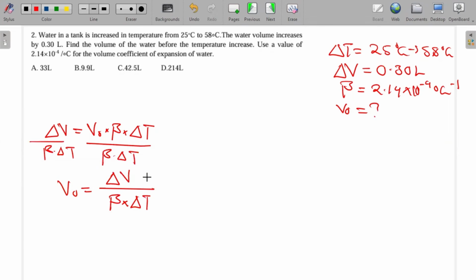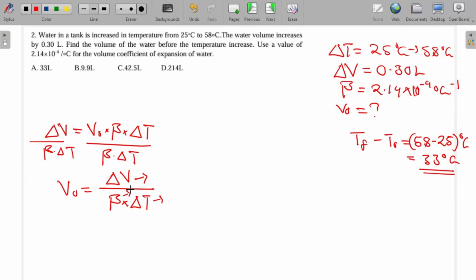And we've been given the change in volume, the coefficient of volume expansion, and also the change in temperature. So the change in temperature is basically equal to what? It's equal to the final temperature minus the initial temperature, which gives us 58 minus 25, in degrees Celsius. So our change in temperature will be equal to 33 degrees Celsius.